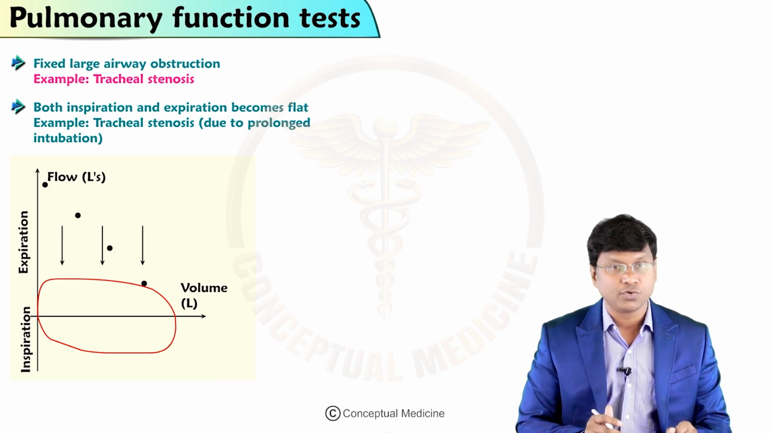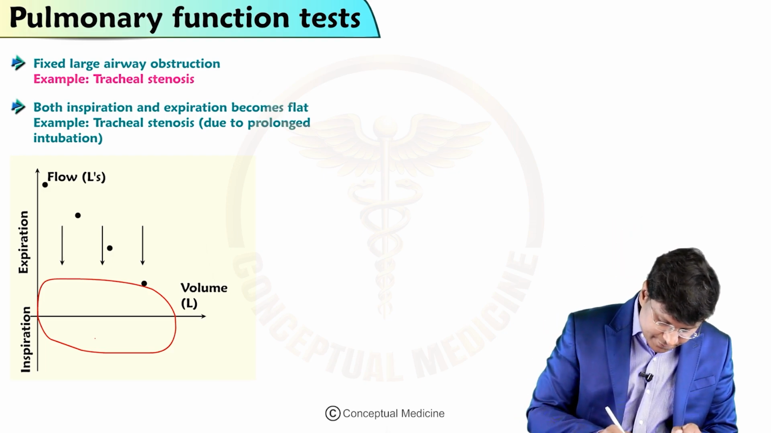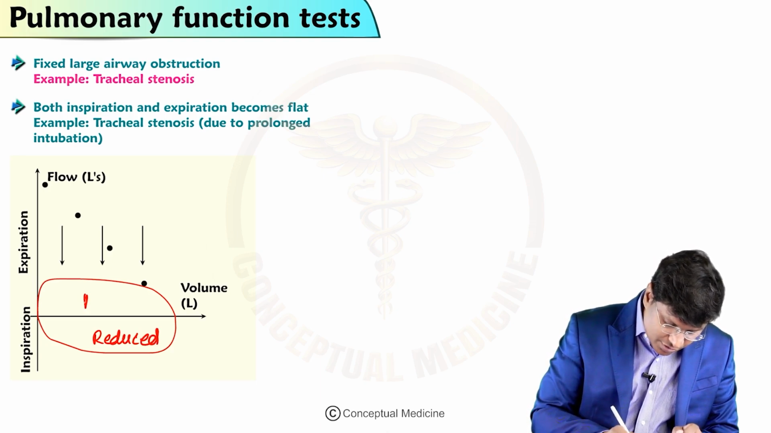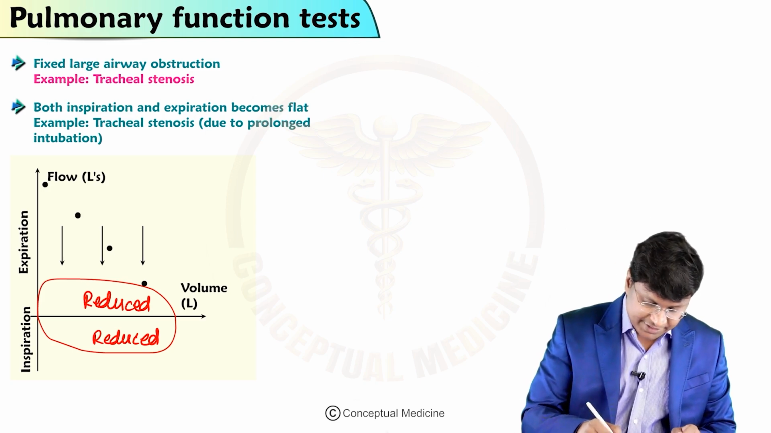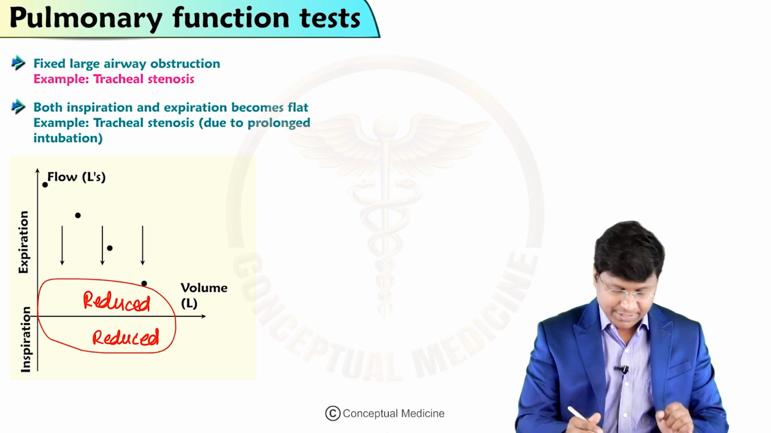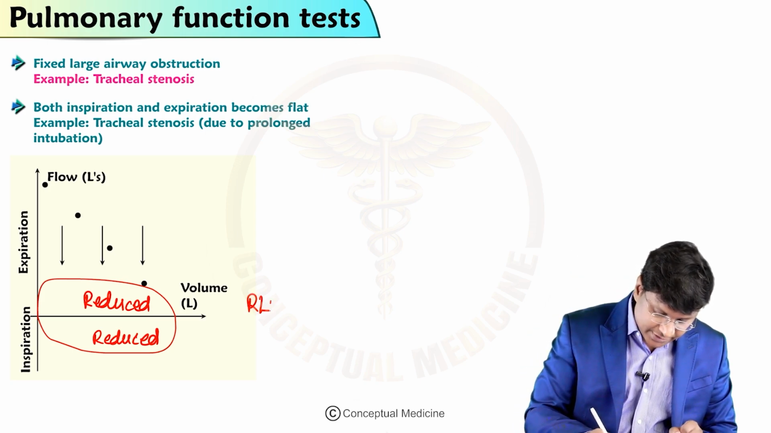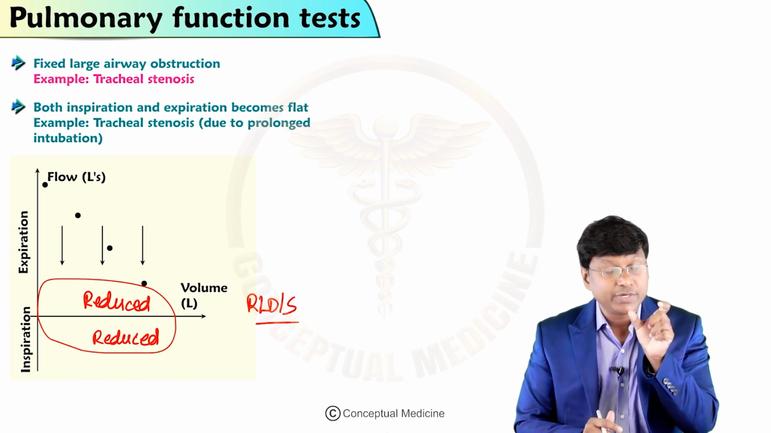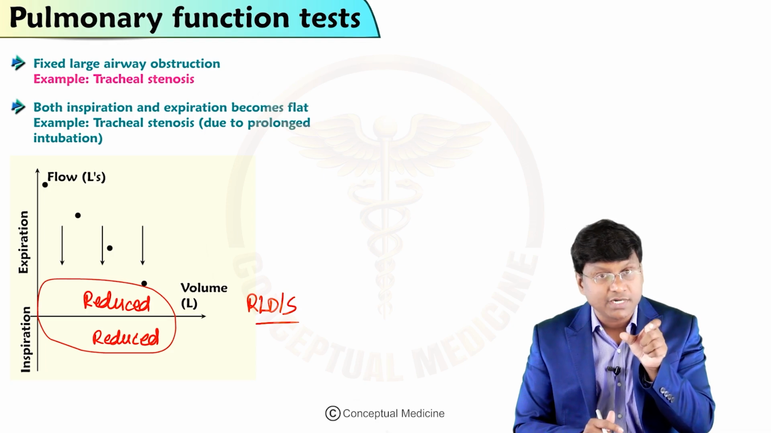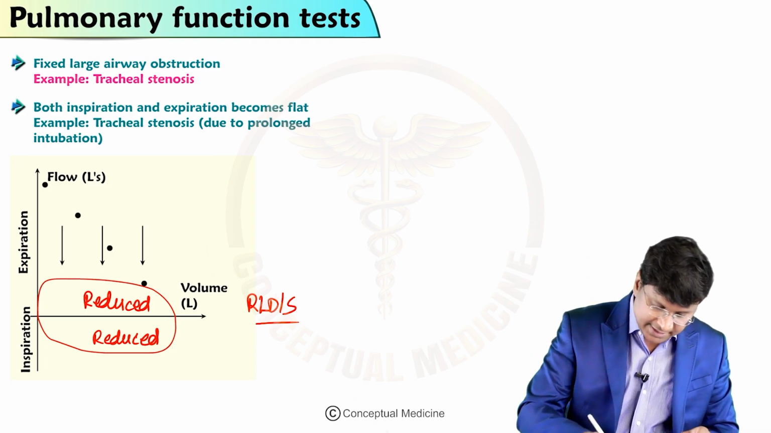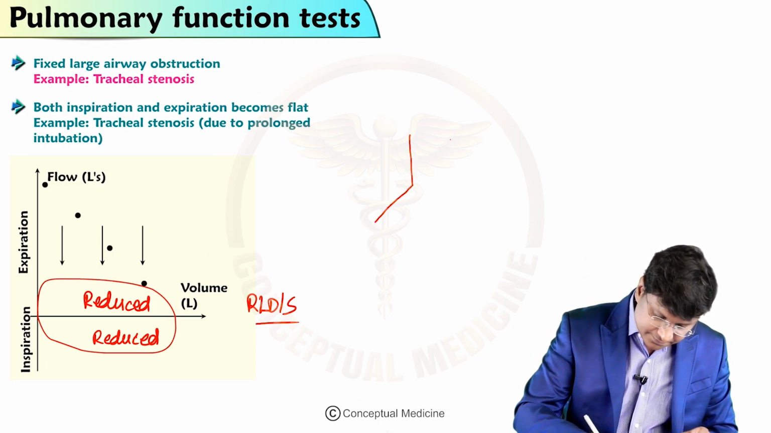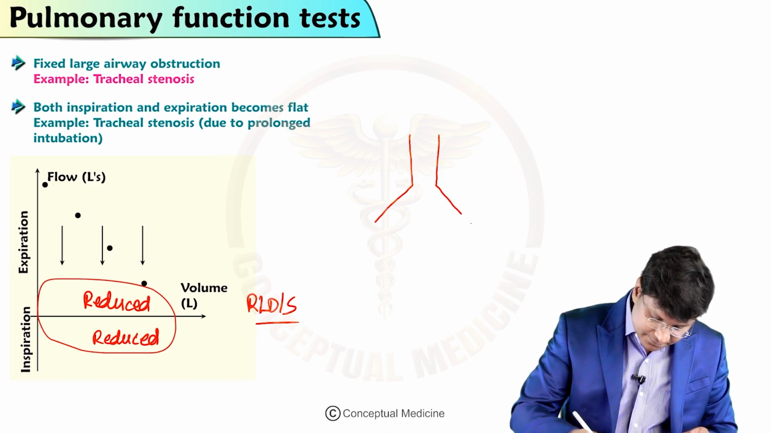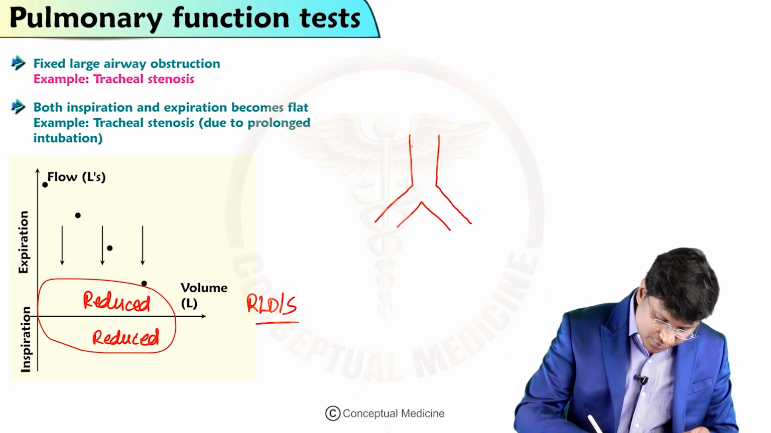Okay. Now, you see another important flow volume loop. If you observe this flow volume loop, both your inspiration is reduced and expiration is also reduced. Now, where will you have this? You will have this in patients with a restrictive lung disease, right? Or you can have it within disorders associated with the respiratory tree, for example, tracheal stenosis.